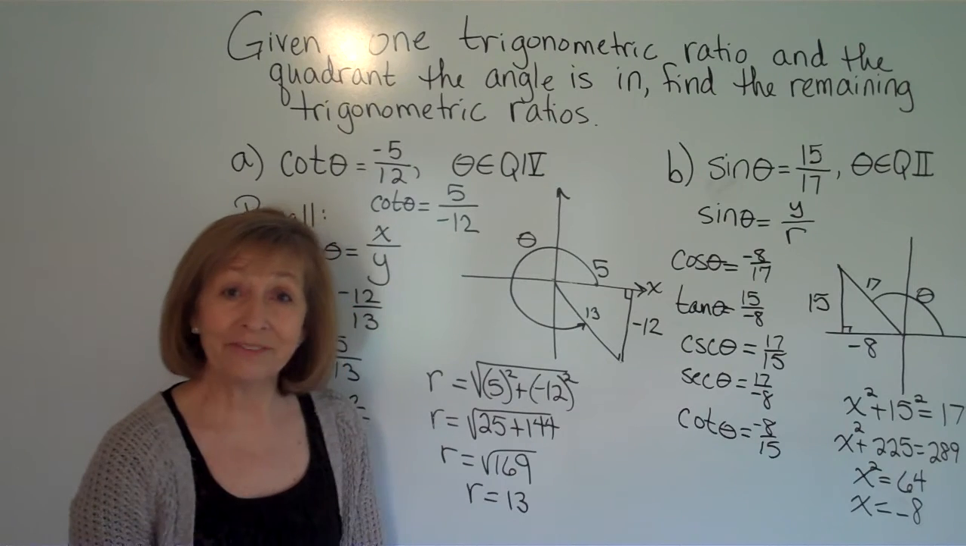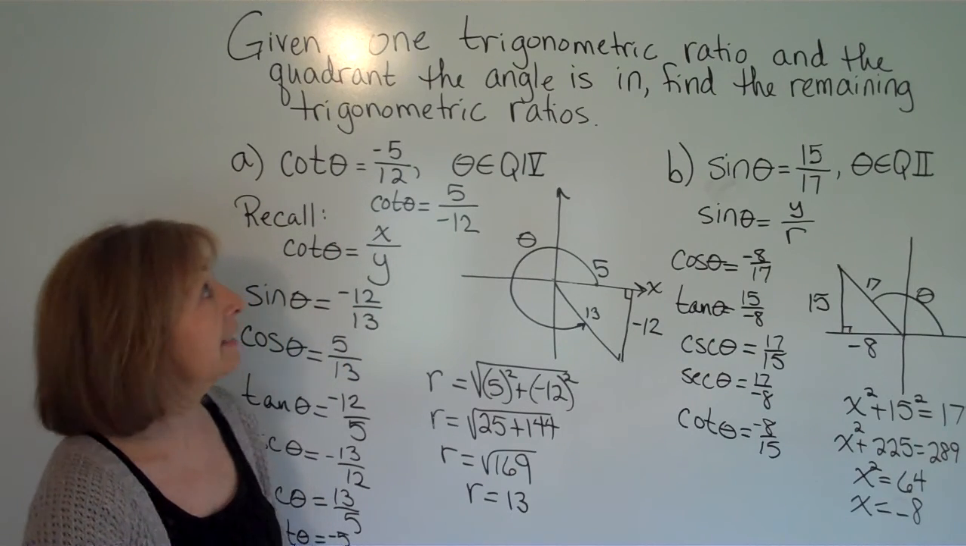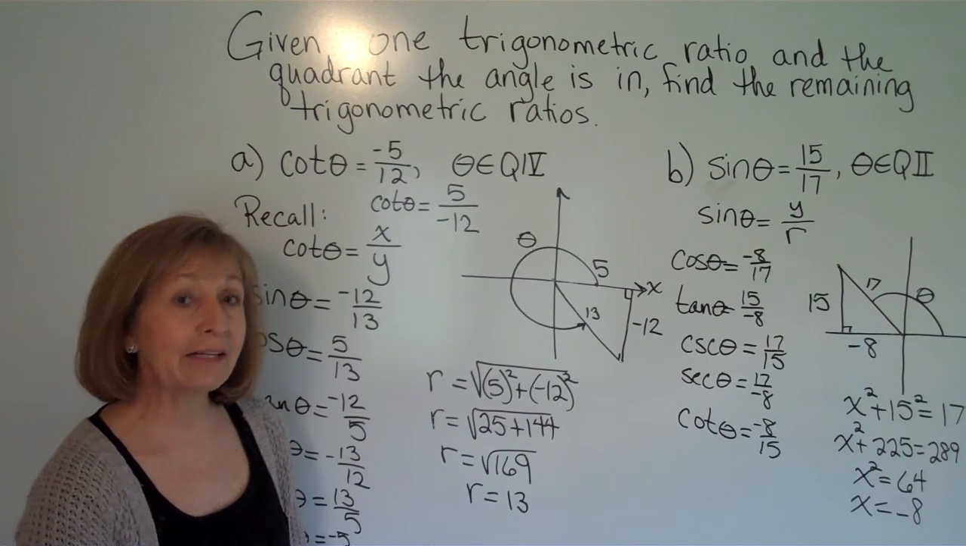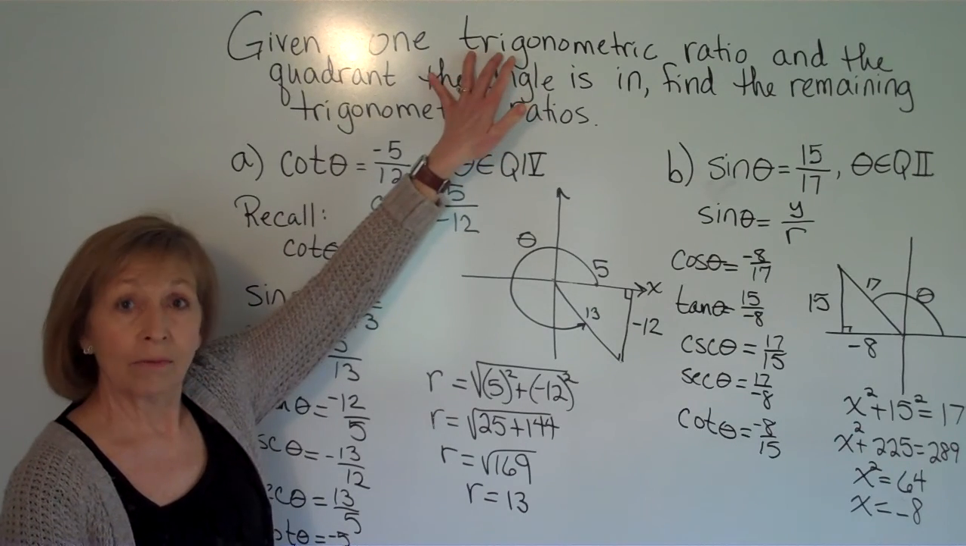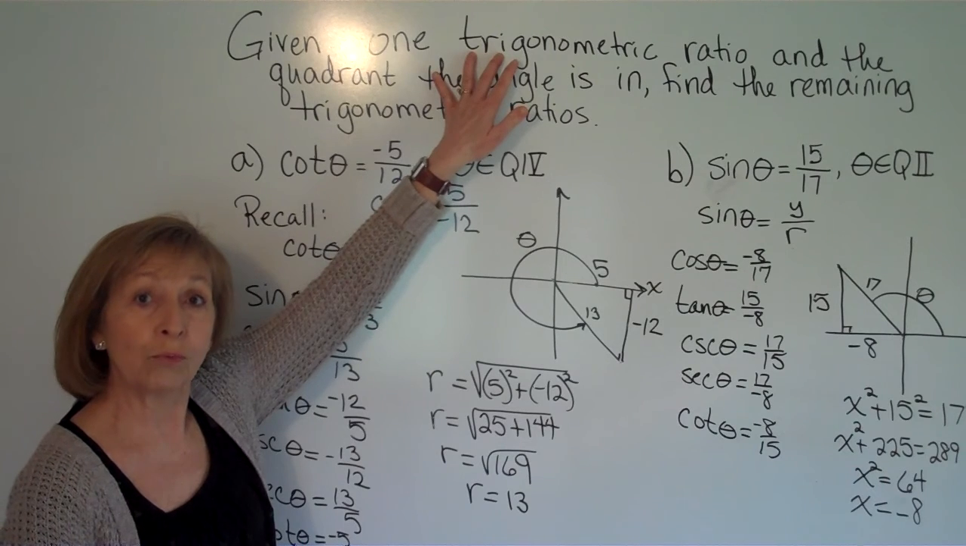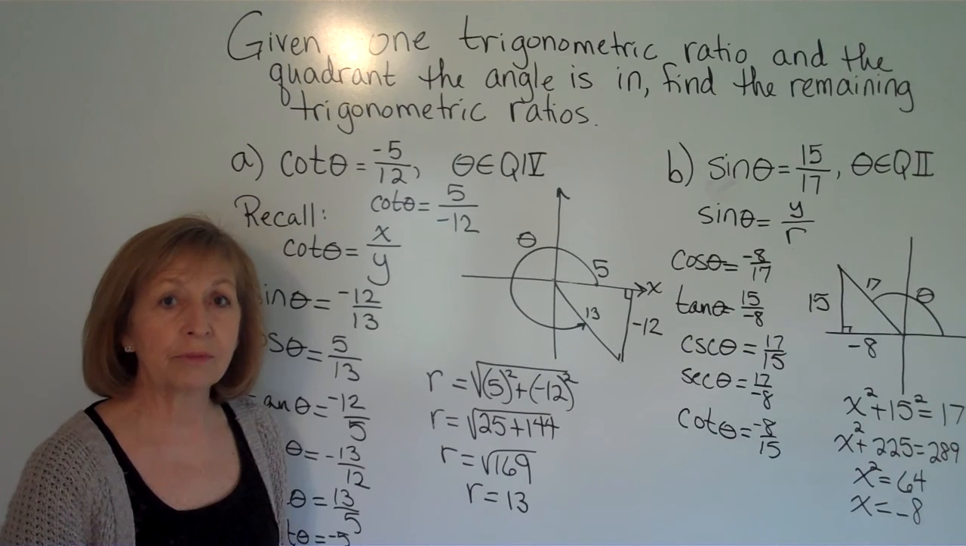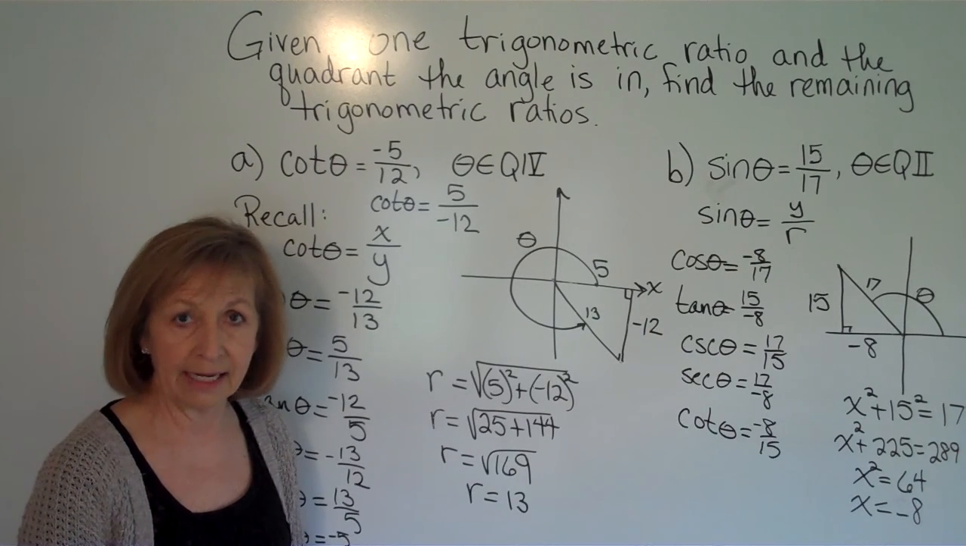So there you have a couple of examples of how to find the trig ratios of an angle if you're given the ratio for one of the trig functions and you know which quadrant the terminal side of the angle is in.